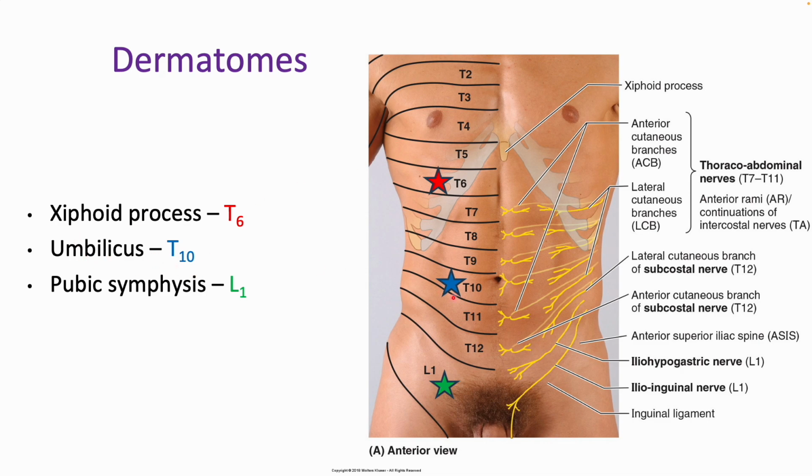Our umbilicus, our belly button, that's T10. And then our pubic symphysis is at L1, and so that's the green star down here. And that's going to be kind of like an underwear-shaped superior medial thigh region. And that's going to be important for a certain reflex that we'll look at later. But xiphoid process T6, umbilicus T10, pubic symphysis L1. Make sure you know this.